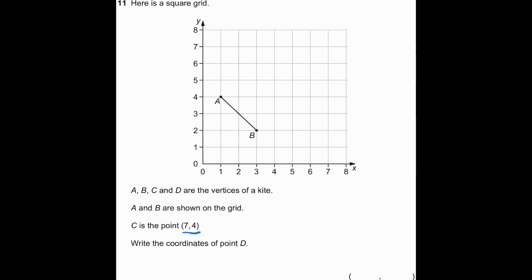Always remember that the first number is representing the x-axis and the second number is representing the y-axis. So in this case, point C is here. 7, 4. As we know, a kite has one line of symmetry, and this is the line of symmetry.